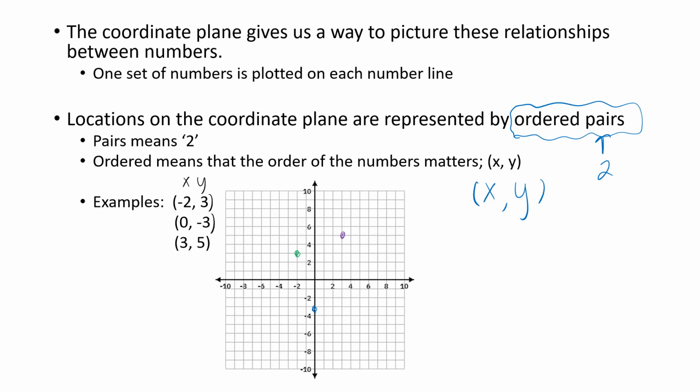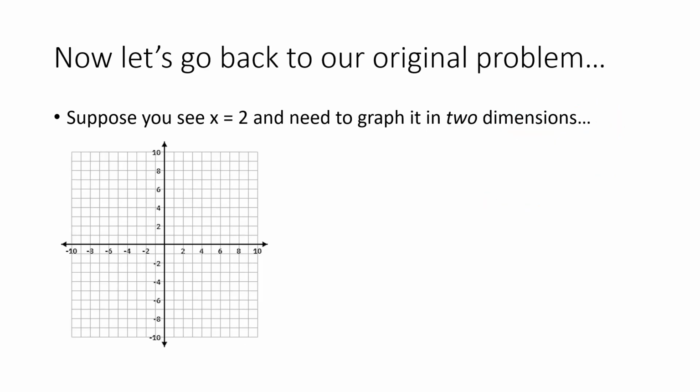When you are asked for a point, you are asked for the x and the y, not just the x or the y. So now let's go back to our original problem. Suppose you see x = 2 and you need to graph it in 2 dimensions. So in 1 dimension, you would simply go over to x = 2 and you put your dot there. But if you were asked to graph this in 2 dimensions, it means that now you have to consider the y coordinates as well. And the way we do that is by graphing a vertical line, which is really poorly done there, I apologize, through the point x = 2.